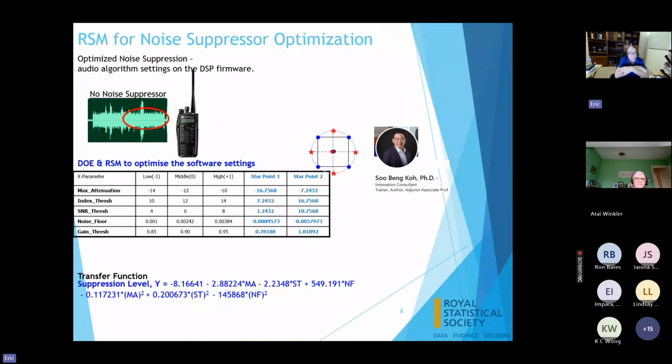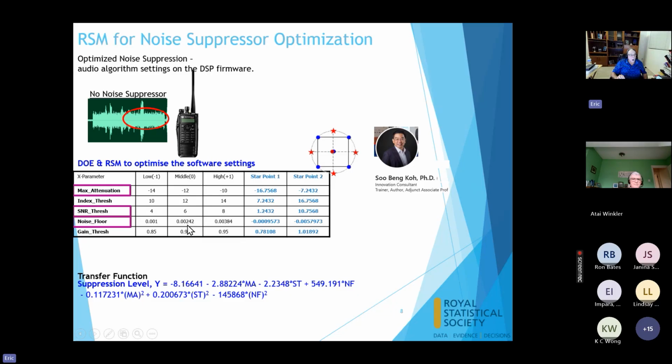This is an example from Subang Co. over in Malaysia, a Motorola site in Malaysia. We were developing a new communication device, kind of shown here, and it was kind of noisy. So you see with no noise suppression. And so he used design of experiments to optimize the algorithm settings on the digital signal processor's firmware. So this is the before. These are the factors. Originally, just use a low and a high.